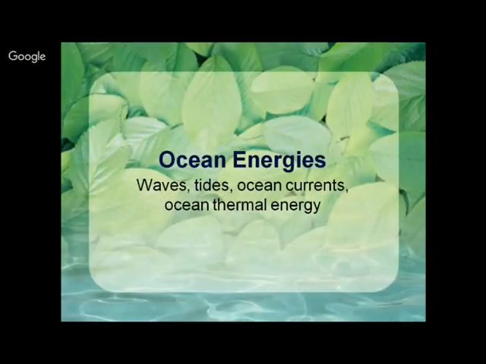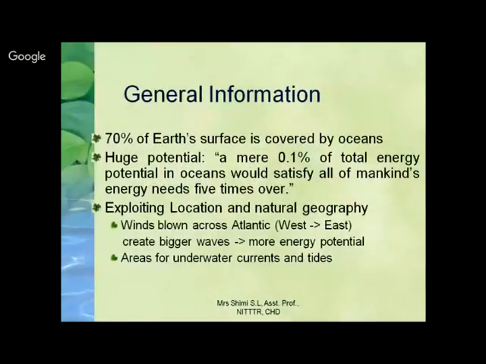Next is from the ocean. So ocean energies, you have different forms like waves, tides, ocean currents, ocean thermal effects. So from there also you can collect electricity. As we all know, around 70% of the Earth's surface is covered by ocean, and even if we extract 0.1% of energy from it, that is more than enough for the whole mankind. That is what we are saying.